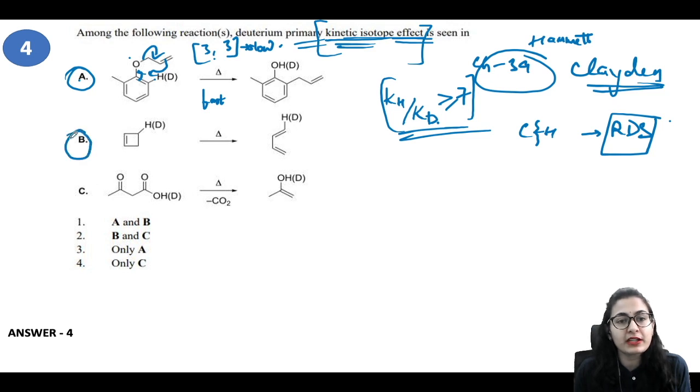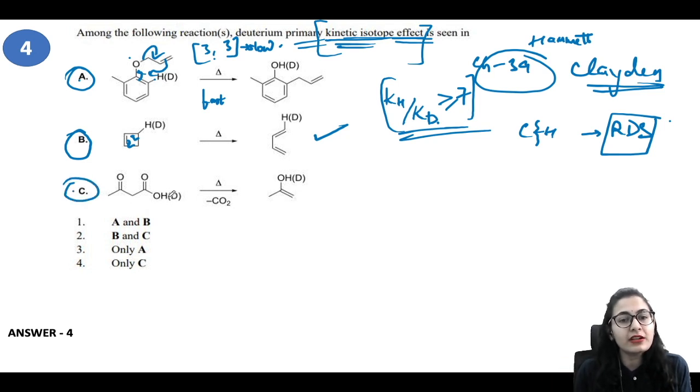Option number B, check करते हैं once again. What is this reaction? It is a ring opening reaction. See, it is a ring opening reaction like this. So definitely the hydrogen is not breaking at all. So it's not going to show you a kinetic isotope effect, at least not the primary one.